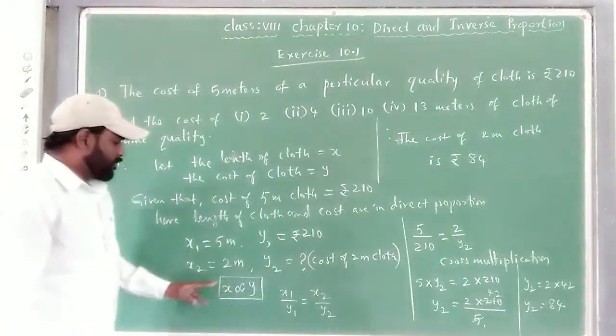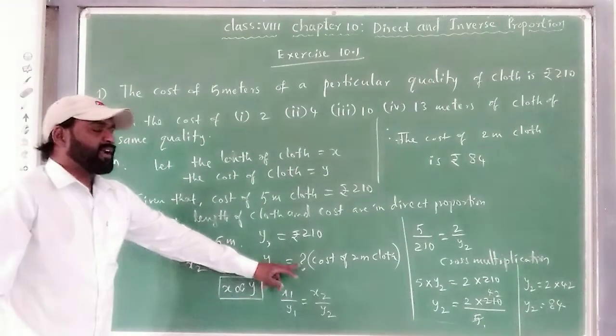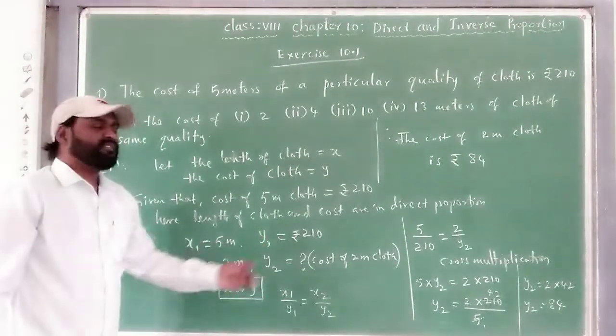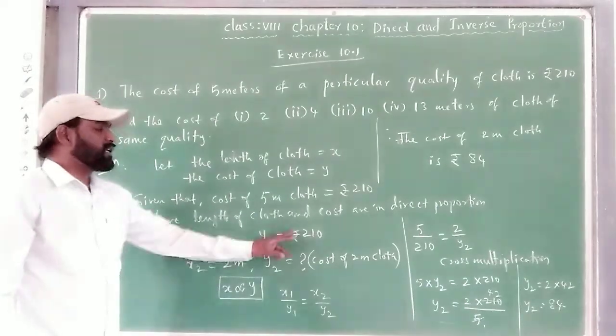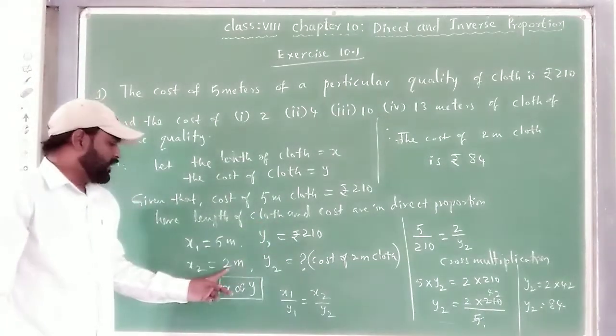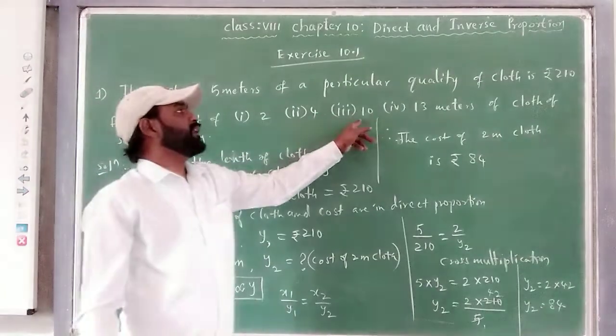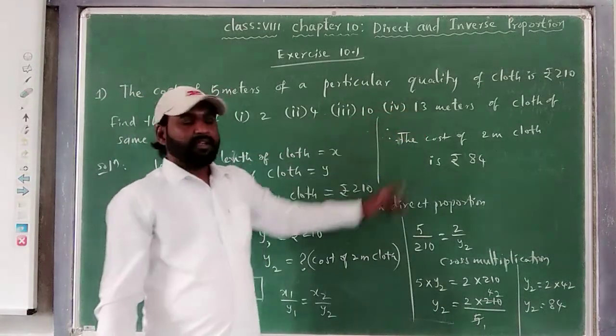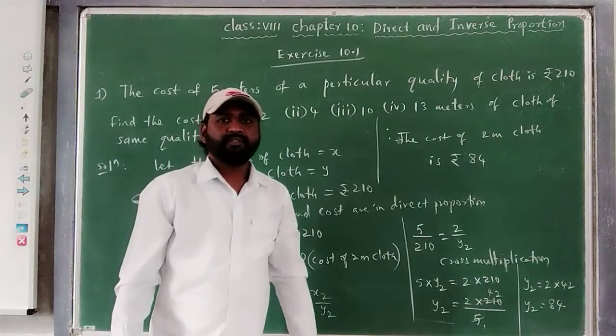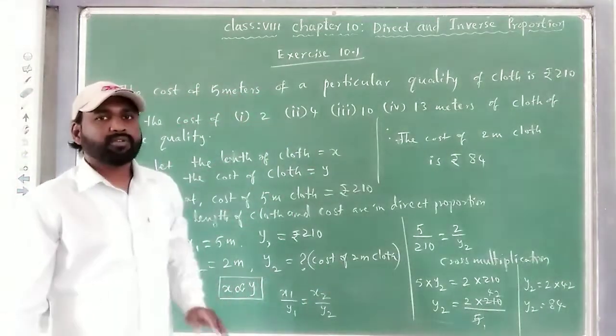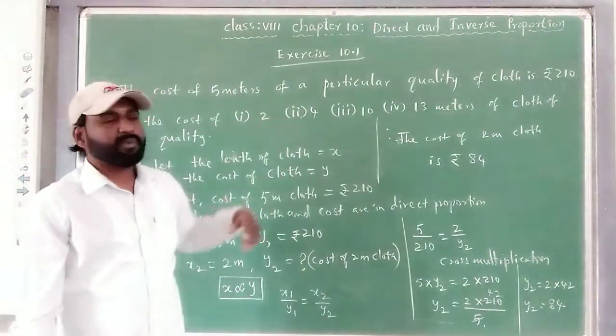By substituting in the place of x2, you will be finding the y2 values. x1 and y1 values will remain the same, 5 meters and 210 will be fixed. Here only it will change. In place of 2, in the second question it will be 4, the other question will be 10, the fourth question will be 13. By doing the simplification, you can easily find out. Hope you all understood how to solve the problem in exercise 10.1, first bit.